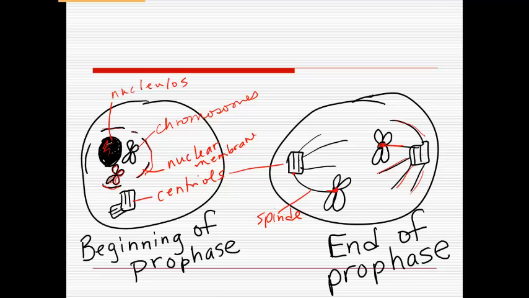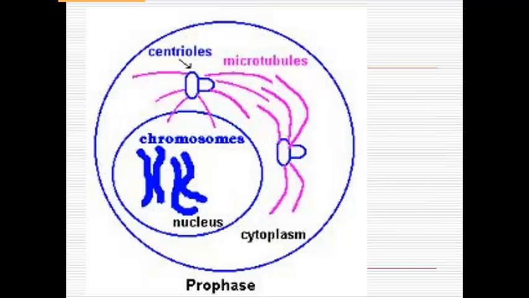If you need more time, by all means pause this and keep writing, but I have one more picture, and this just is a picture I found online that just shows you a little bit of a different idea. Centrioles, the spindles coming from the centrioles. You have the nucleus, so this would be kind of early prophase because the nuclear envelope is still fully intact. By the end of prophase, that nuclear envelope is completely gone. So that's just another idea of what prophase looks like.